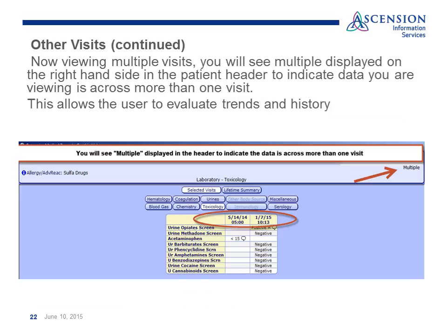Now viewing multiple visits, you will see multiple displayed on the right-hand side in the patient header to indicate the data you are viewing is across more than one visit. This allows the user to evaluate trends and history.